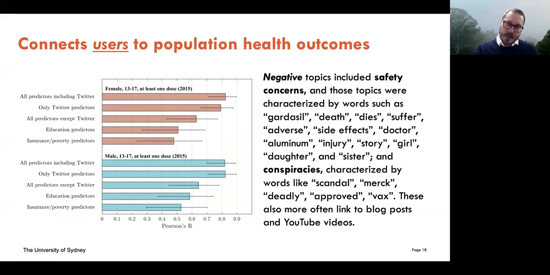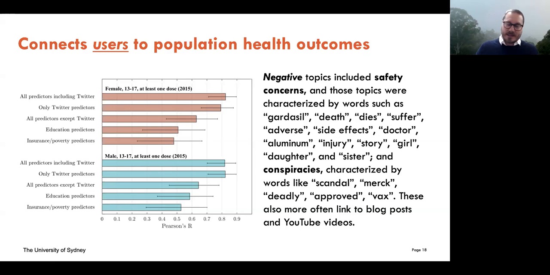And so it turns out that we can build a model, and this happens to be the same as the previous one where they called it predictive, but we really just say it's an association, where we can model the vaccination uptake. And in this case, we use information about the proportion of people between 13 and 17 who had at least one dose in 2015. And we could model that by state using information from Twitter.